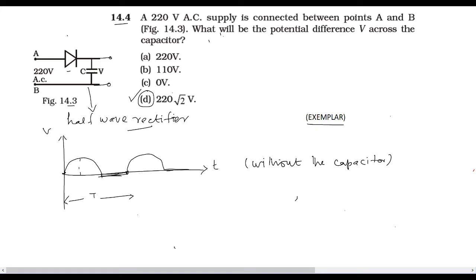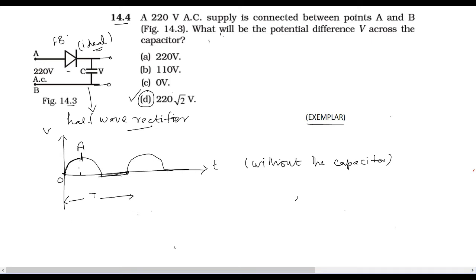Now there is a capacitor. How the output form gets modified we are going to see. From here to here, the input voltage increases, this 220 volt, let's say. Obviously from O to A the input voltage increases. That means the diode becomes forward biased. Also assume this diode to be ideal. When an ideal diode is forward biased, it acts as a short circuit.